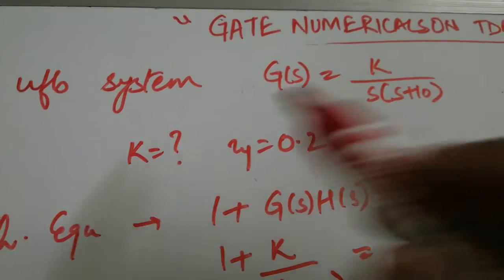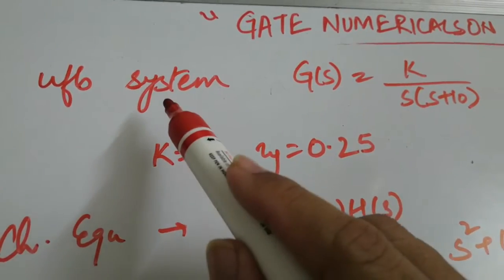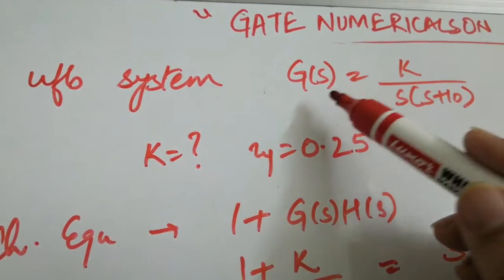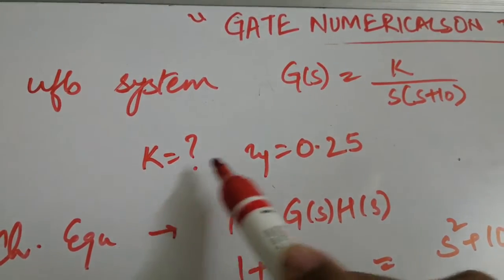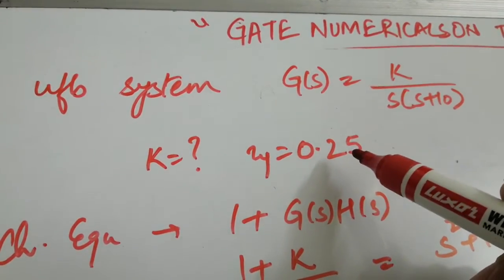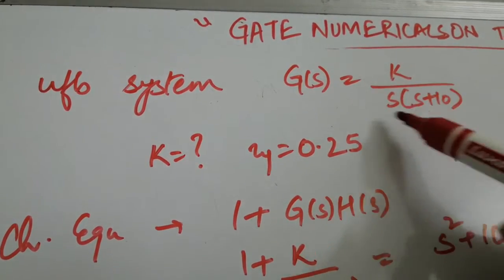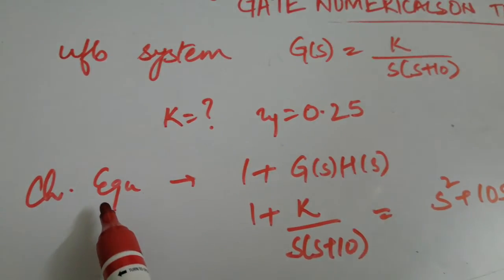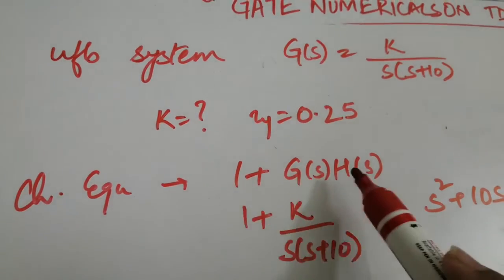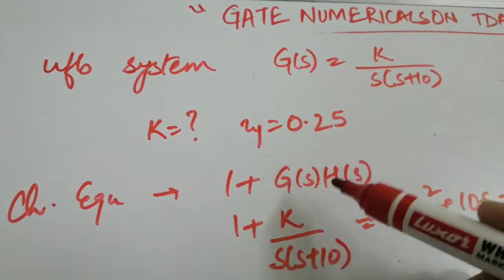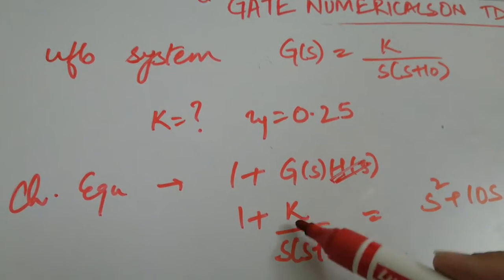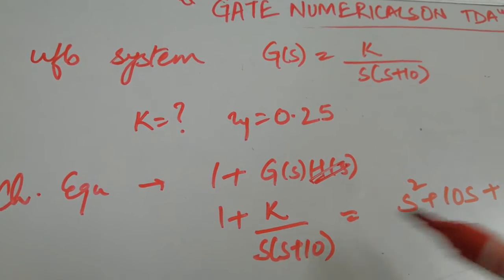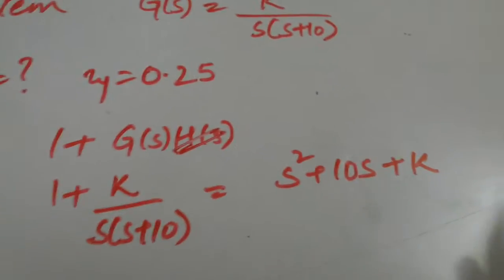Another GATE numerical says: if a unity feedback system has a forward path transfer function of G(s) equals to this thing, find the value of K if zeta is given to be 0.25. Whenever you are given such a type of system, you always have to go for the characteristic equation, that is 1 plus G(s)H(s). H(s) is 1 because unity feedback is there. We have put the value of G(s) here, so my characteristic equation becomes this thing.